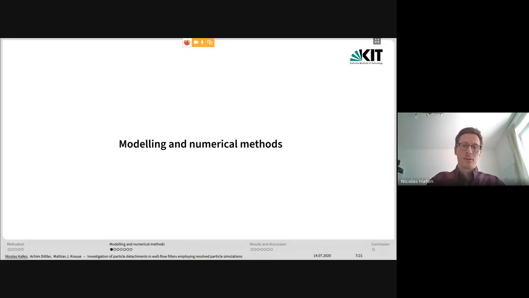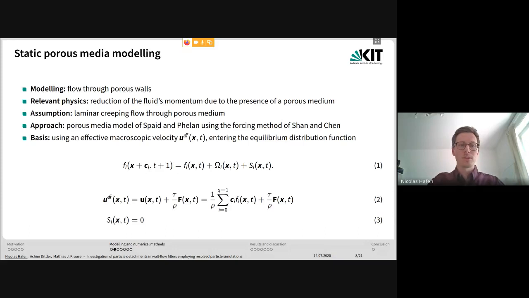Starting with the modeling, we used a very simple porous media model, not like the one from Andre and Rodrigo, because we're not resolving the porous structure at all. We can assume laminar creeping flow, because the channels are very large, so the velocity of the flow through them is rather small. We're using the model from Spaid and Phelan, which uses basic forcing based on the Shan-Chen version. We don't have a source term there, but just the force that is introduced, which then goes into the equilibrium distribution function.